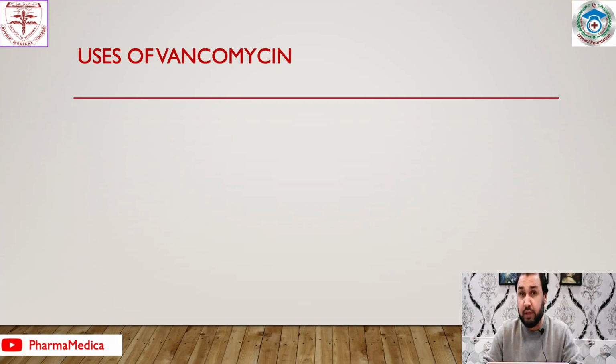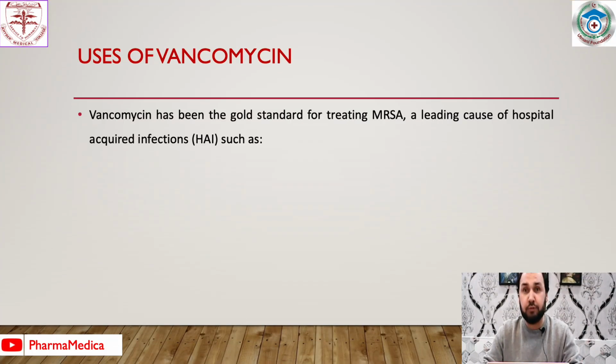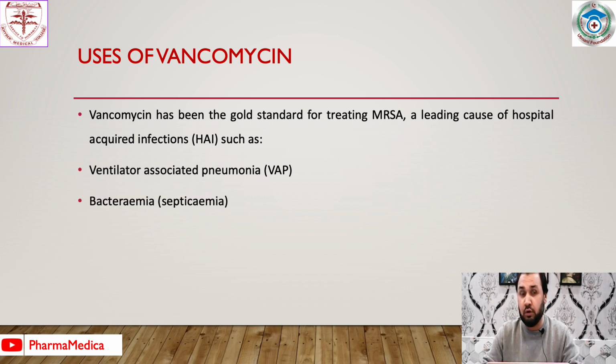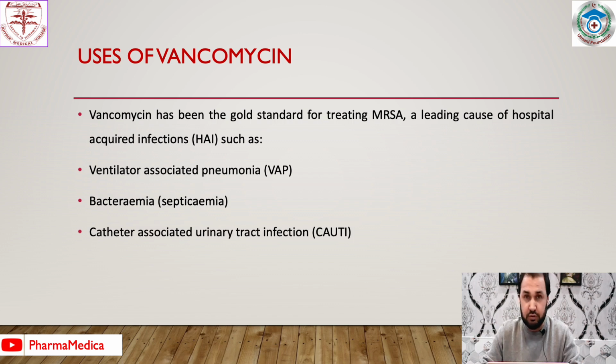But it can be used empirically for a number of diseases. It is used for the treatment of MRSA, which is a hospital-acquired infection. You know, MRSA is usually detected in the hospital, and it is usually detected in those people who are on a ventilator and who develop ventilator-associated pneumonia, who have bacteremia and septicemia because of prolonged stay in the hospital. Those who have catheter-associated urinary tract infection, those who get the Foley catheter, and those who get the silicone catheter, and they stay for a longer period of time, they usually get MRSA.